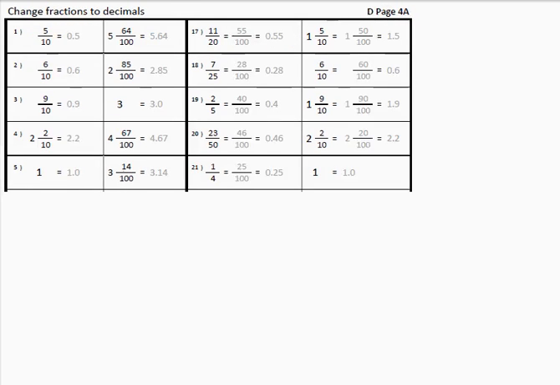Let's move to the answers, and there you go, there's your answers. Please pause the video and check it. So note here, 7/25, we changed that to 100 at the bottom first, and then we can write it in decimal form. So remember, your decimal is tenths and then hundreds and so on. And your whole number is before the point. If there is not a whole number, it's 0 point. Okay, pause the video and check.